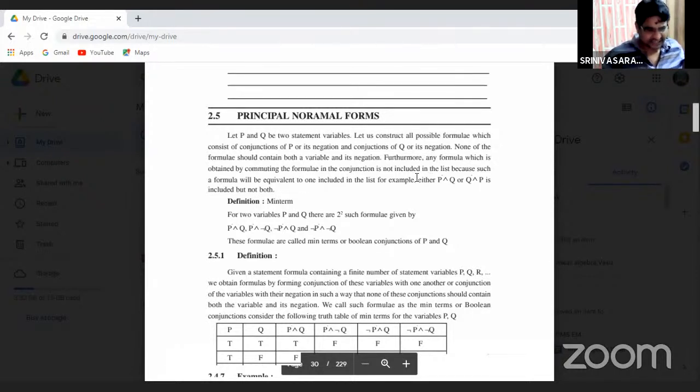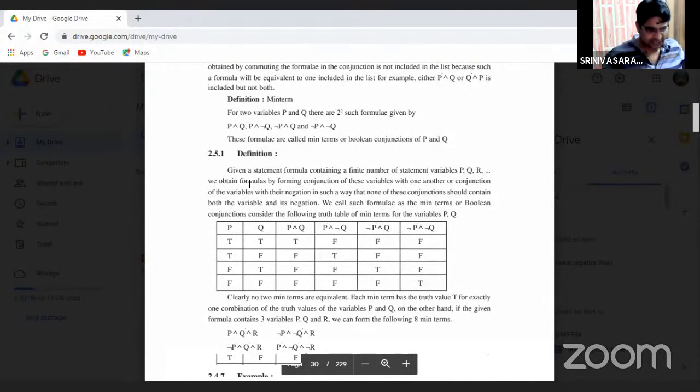Okay. Now, what is an example of principal normal forms? Suppose we have taken P and Q, or Q and P is included but not both. Okay. This example is there. This formula P and Q or Q and P is included but not both. That is the separation of the part, either this one or this one, but both are not included. Okay. Now that is the principal normal form.